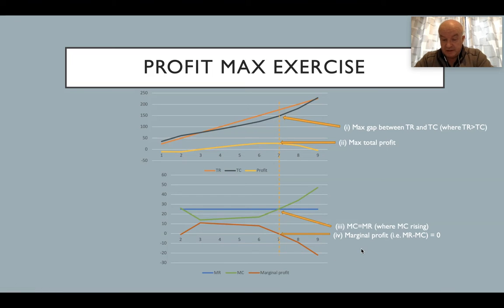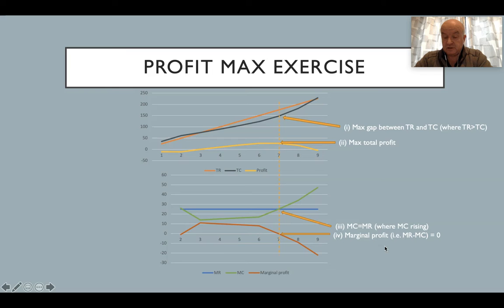You can see that at that point as well, which just reinforces the point really, that at that same level of output, the marginal profit, where marginal revenue take away marginal cost, is also equal to 0.